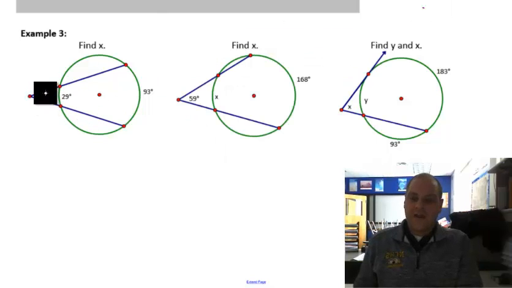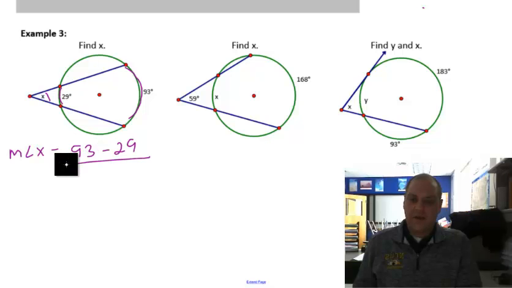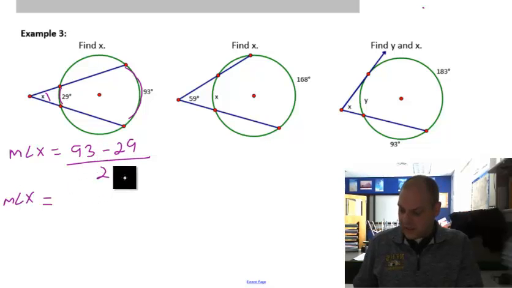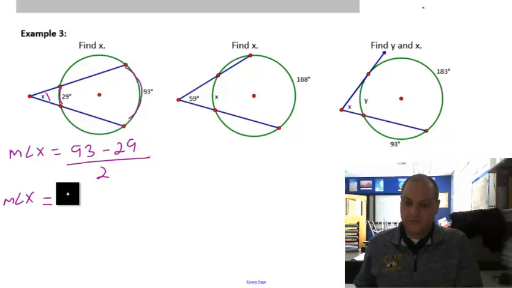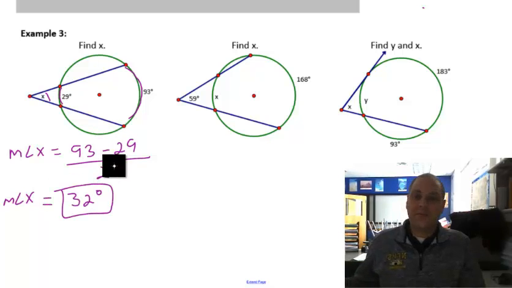All right, so I want to find angle X. The measure of angle X is going to be the intercepted arcs subtracted, 93 minus 29, and divide by 2. This is a very basic example. So the measure of angle X is going to be, I did this ahead of time, 32. Basically, you just subtract the top and divide by 2.